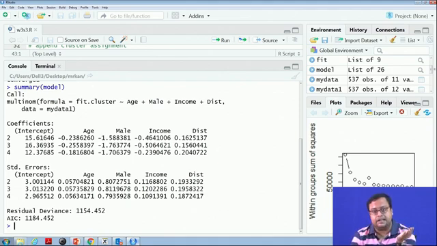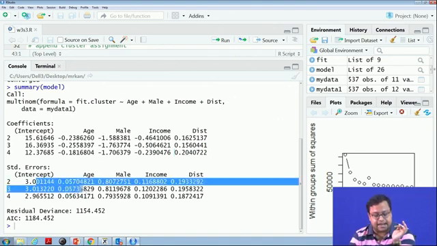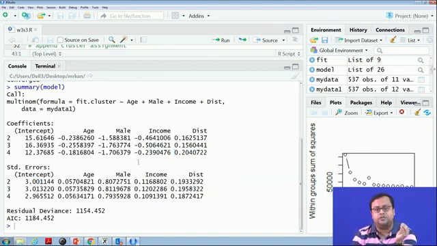If your income increases, your chances of being in group 2, 3, 4 is also lower, and probably lowest is in 3, and probably in comparison to that 4 is much better. And as distance increases, the chances of being in group 4 is highest. And these are the corresponding standard errors. So, how do we find out whether they are significant or not?